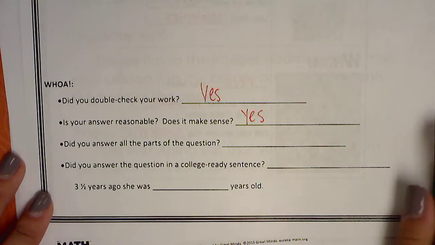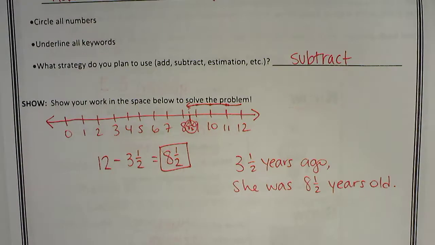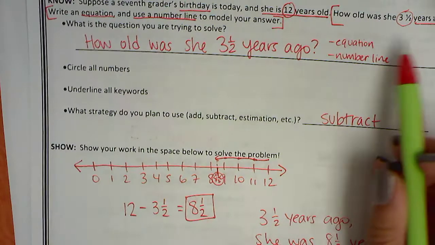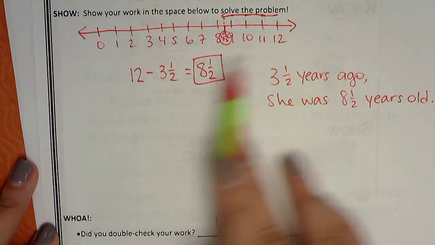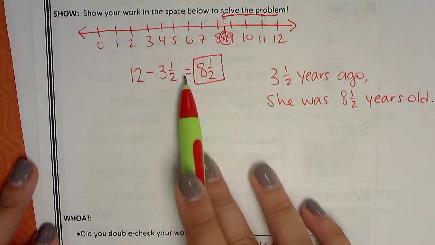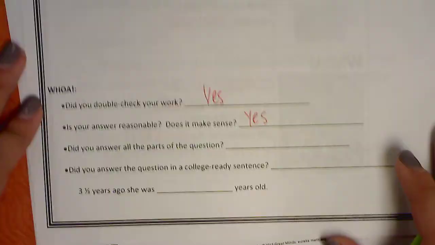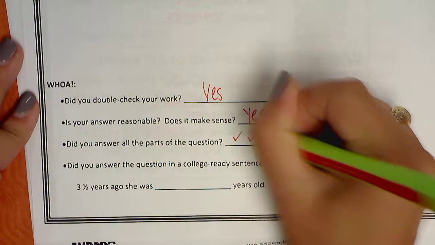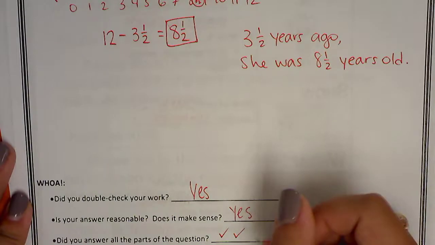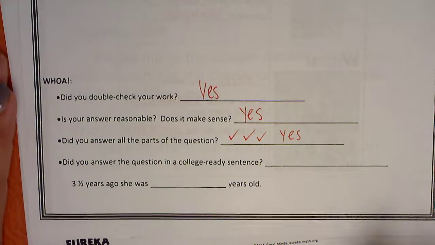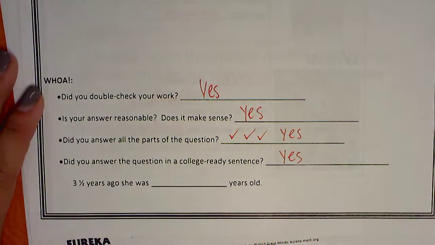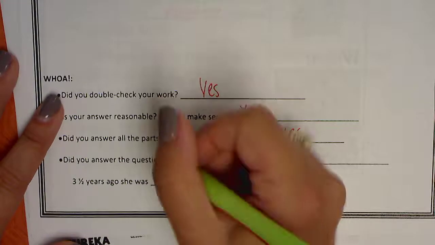Did you answer all parts of the questions? Let's see. We answered how old she was 3.5 years ago. Did we write an equation and did we use a number line? Let's see. We used a number line. This is an equation. It has an equal sign. Two numbers being subtracted. Yes. So, equation, number line. Did we use a college-ready sentence? Yes, we did. 3.5 years ago, she was 8.5 years old. That should be your college-ready sentence.